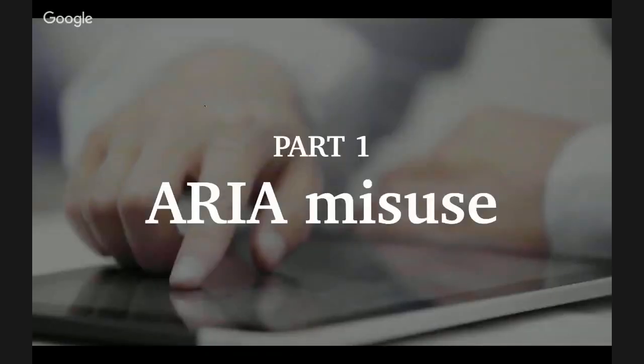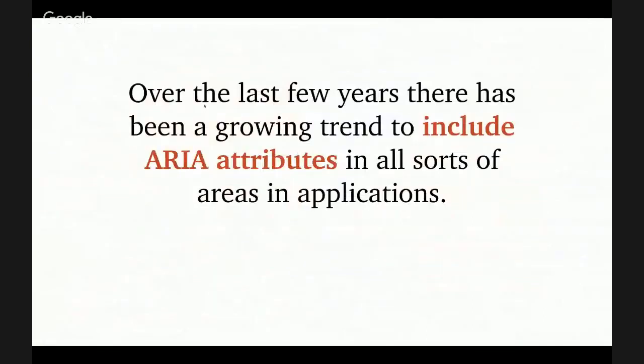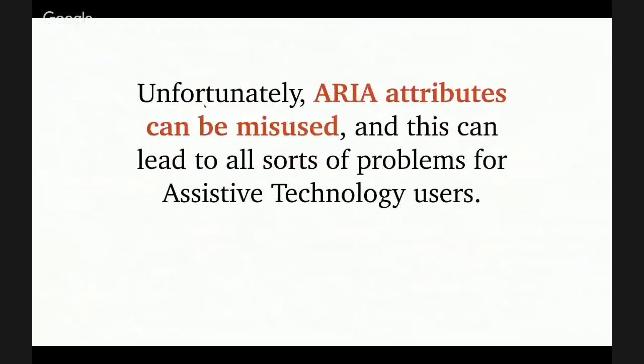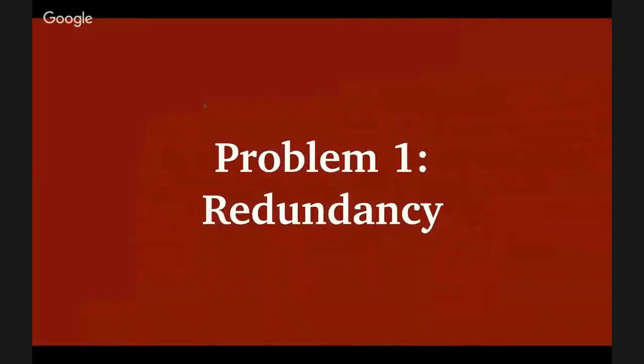The first one I want to talk about, and this has been a pattern throughout a lot of the presentations, so if you've heard it all before, feel free to have a snooze, is ARIA misuse. The last few years, a lot of us have been noticing that the ARIA attributes are growing and people are using them all the time in applications. But unfortunately, a lot of these ARIA attributes can be misused, and they lead to all sorts of problems for assistive technologies. I'll talk through a few of these problems now.